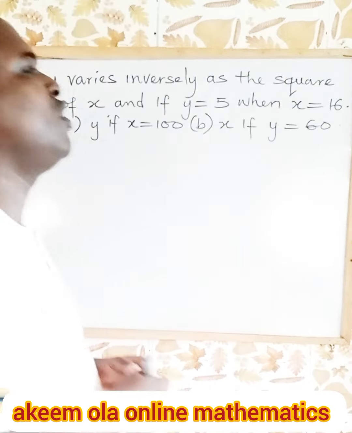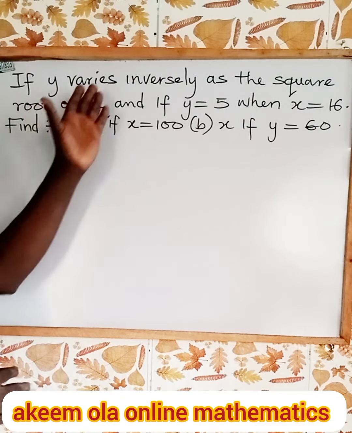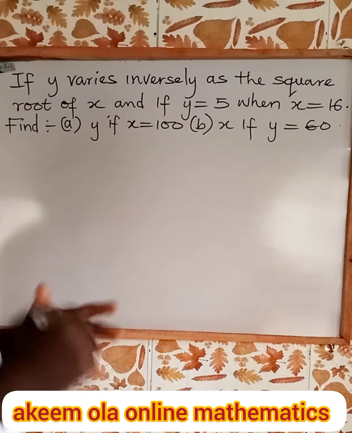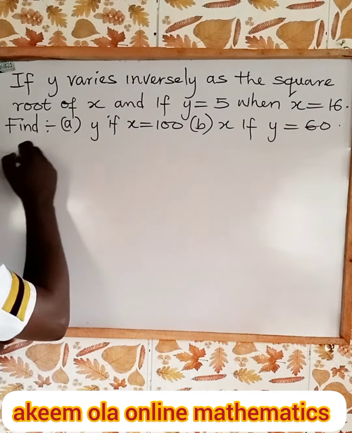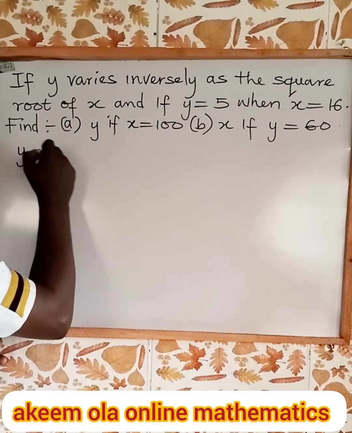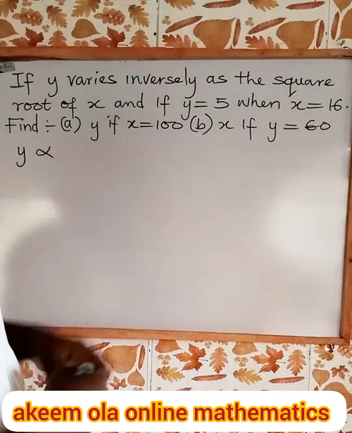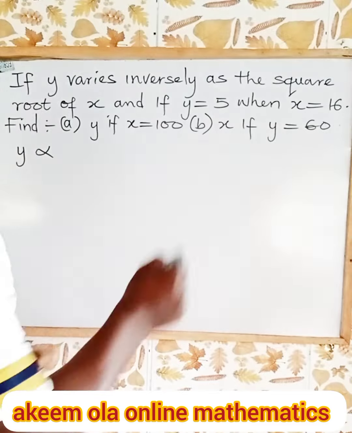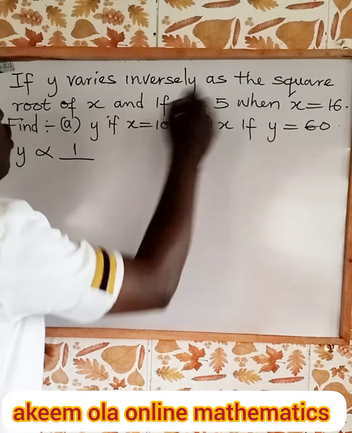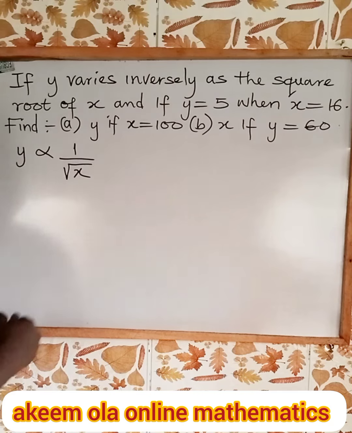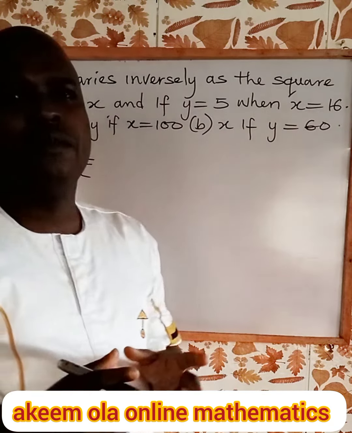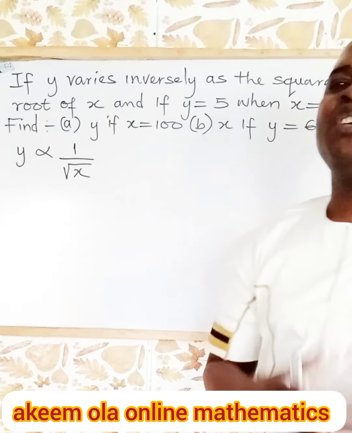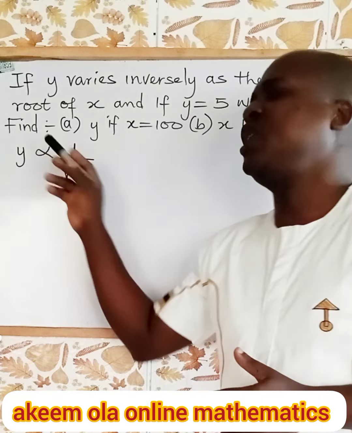Now let's solve the question on the board. If y varies inversely as the square root of x, that means we are going to have y varies inversely. We are going to introduce our proportionality sign. Inversely means that we are going to have 1 all over the other quantity. So we have 1 all over the square root of x. We already have the relationship on the board, but the relationship is not complete when you are having a proportionality sign there.